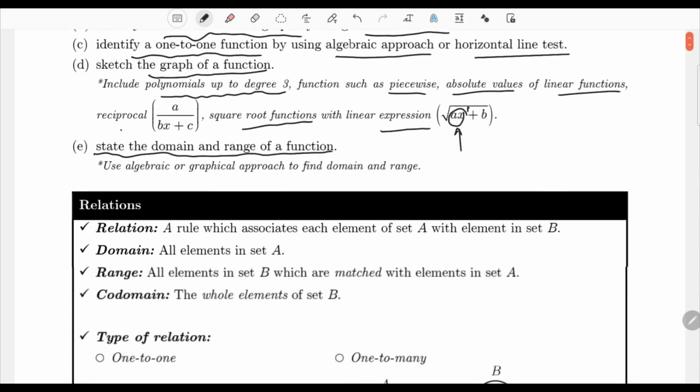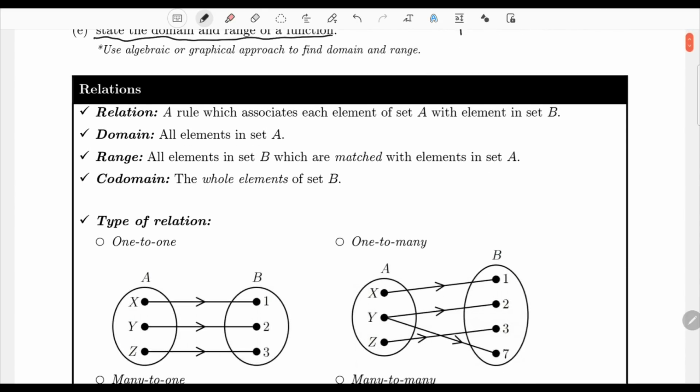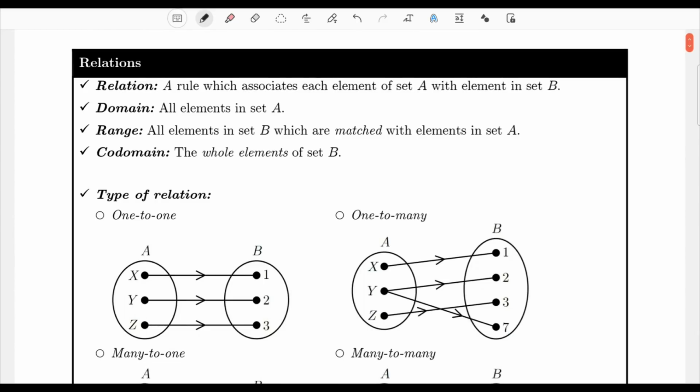So let's move on. Look at the table below. We have relations. As an introduction, let's define what we mean by relation. A rule which associates each element of set A with element in set B. Domain will be all elements in set A. Range, all elements in set B which are matched with elements in set A. Codomain, the whole elements of set B.